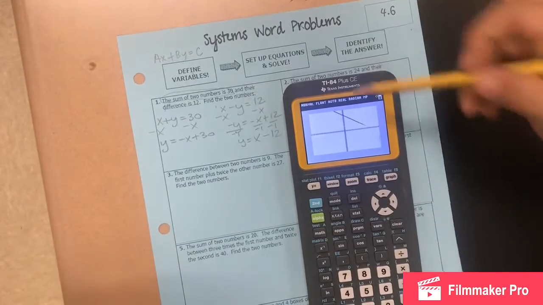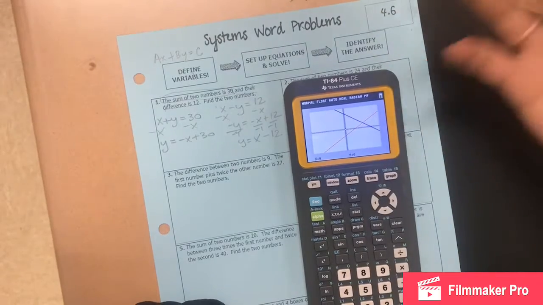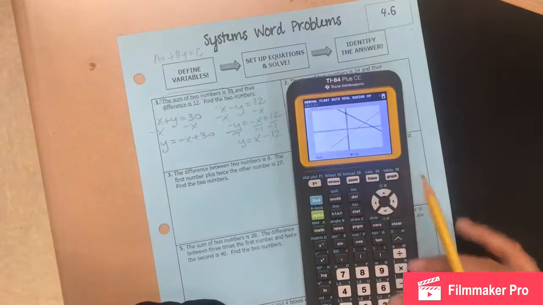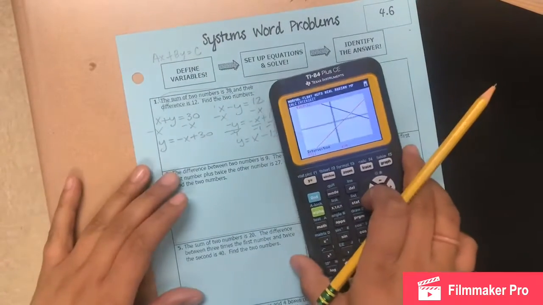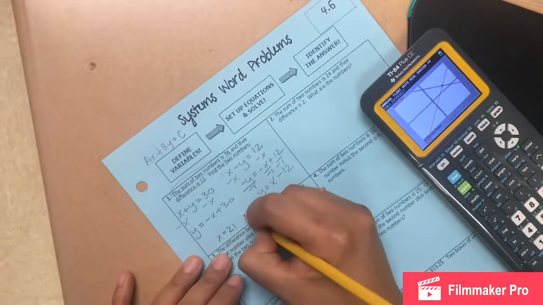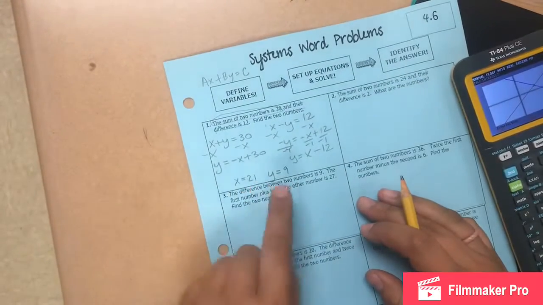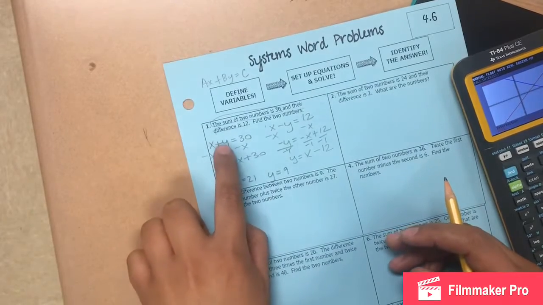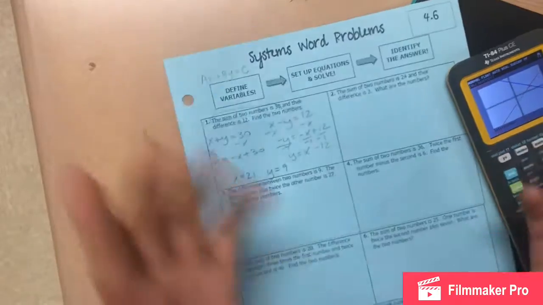Okay, now there's my blue one, there's my red one, and we want to find this point of intersection. So remember that 5-button combination. Second, trace 5, enter, enter, enter. My intersection is 21 and 9. X is 21, and y is 9. So I'm not going to write it as a coordinate. I'm going to define my variables, and these are my two numbers. But let's check it. 21 plus 9 does equal 30, and the difference between them is 12. So we did it right.